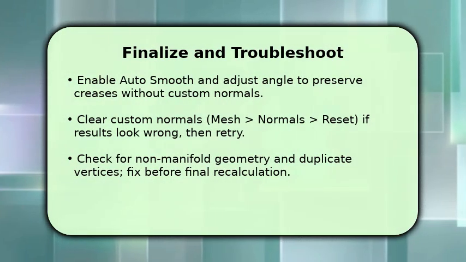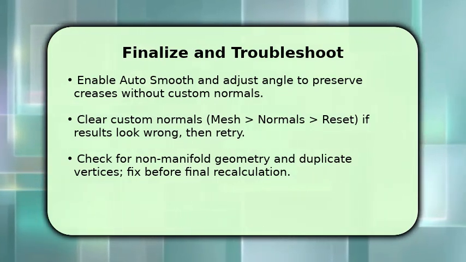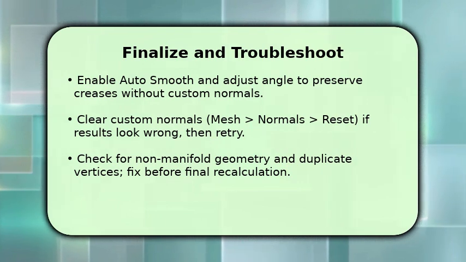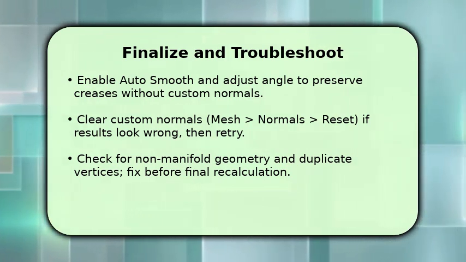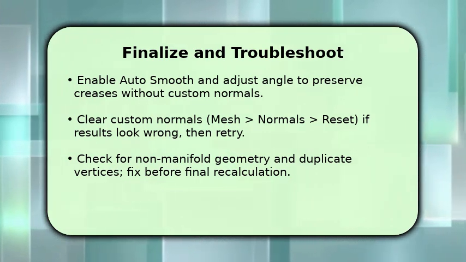To finish, enable auto smooth and tweak the angle so sharp features stay crisp while smoothing others. If shading still looks off, clear custom normals to return to calculated state and run Recalculate again. You might need to remark sharp edges afterward.